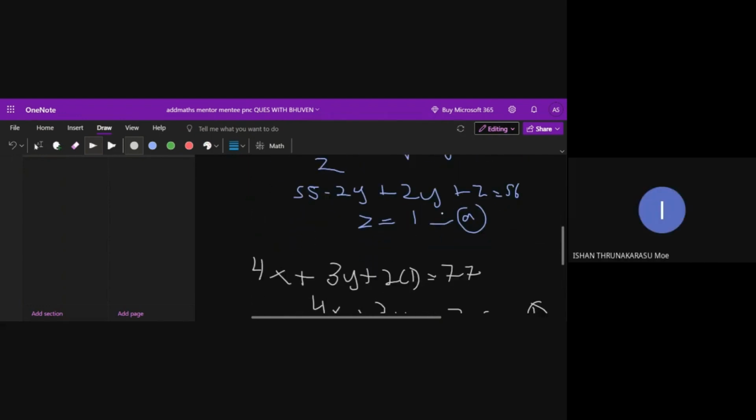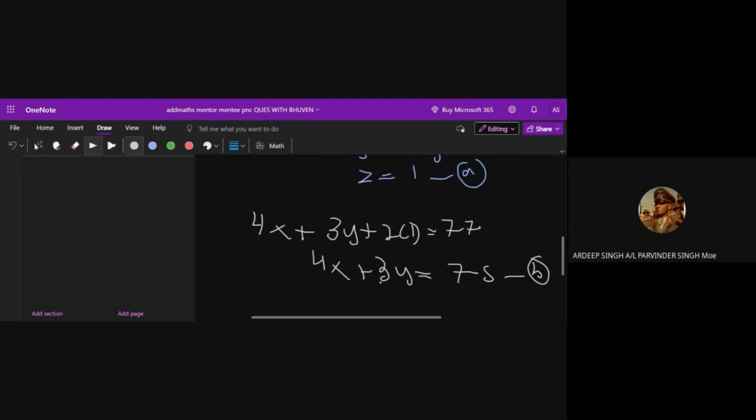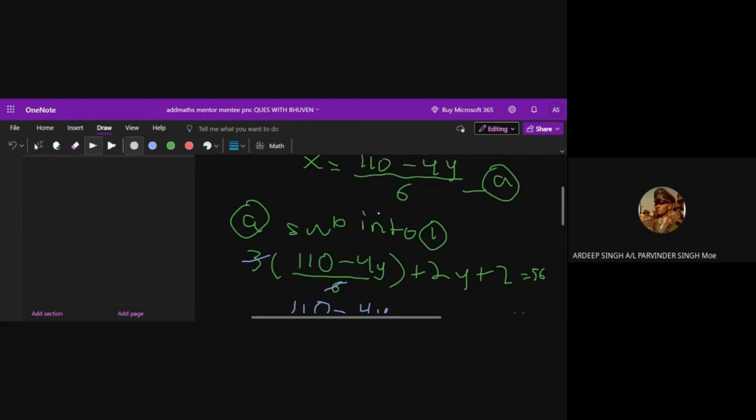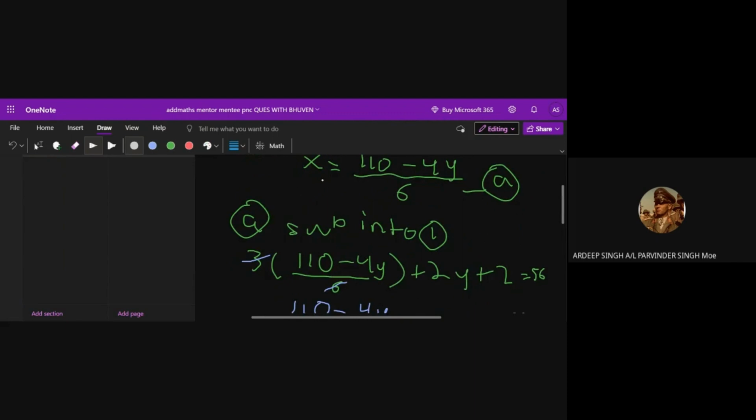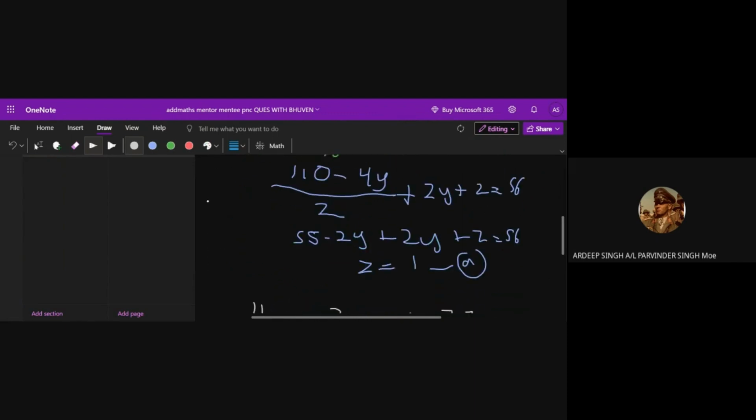How did you get 75? What I did was I take the 2 here, it goes to this side, you get 77 minus 2, you get 75. Oh, okay. So now, since I got this x value here, I can take this x value and substitute in this equation here.